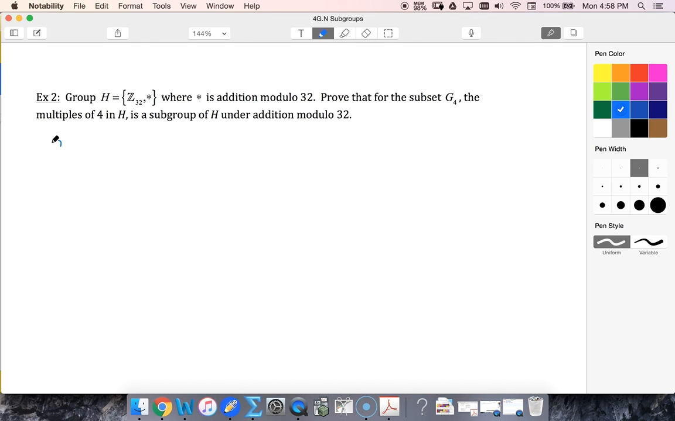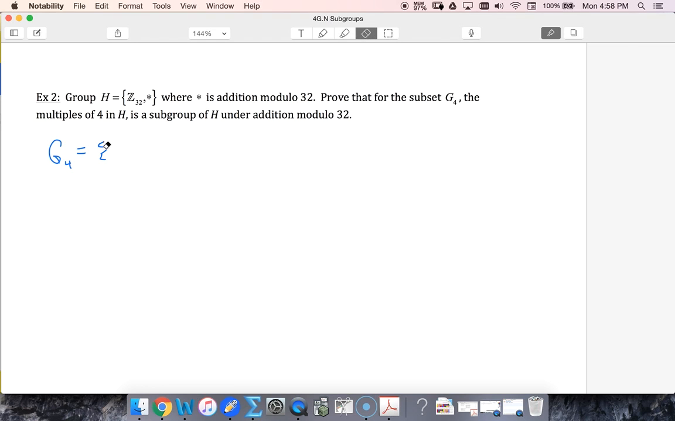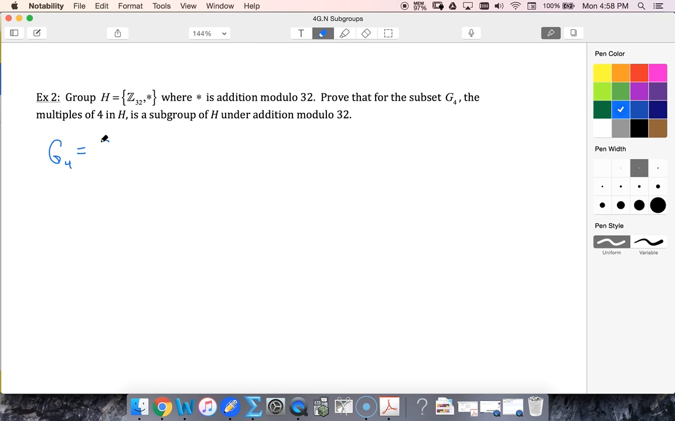So we've got G4. Let's think of what G4 is. G4 is going to be our multiples of 4. So I keep messing up my left bracket. All right, 0, 4, 8, 12, 16, 20, 24, 28. And of course, 32 is not in this group. It starts at 0, ends with 31. So there's our group G4.